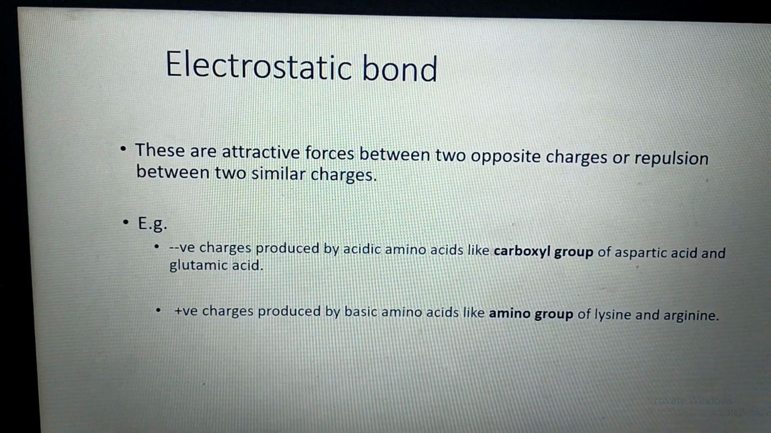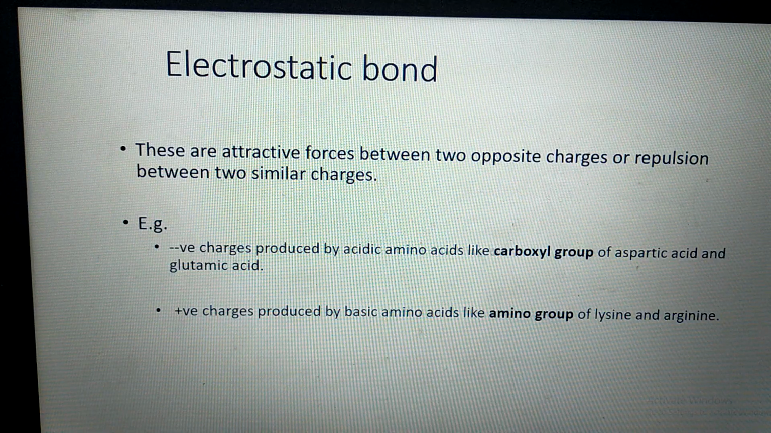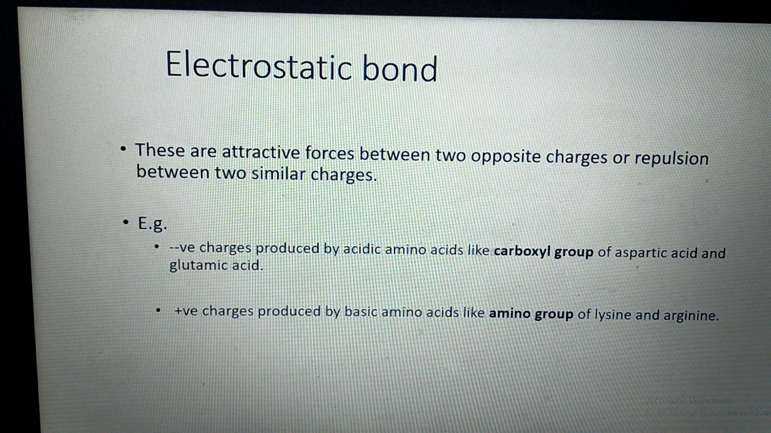Next bond is electrostatic bond. These are attractive forces between opposite charges or repulsion between two similar charges. So electrostatic bonds are both attractive as well as repulsive forces. Example, negative charges produced by acidic amino acids like the carboxyl group of aspartic acid and glutamic acid, and positive charges produced by basic amino acids like the amino group of lysine and arginine. So these are the amino acids which produce charges in a polypeptide chain.